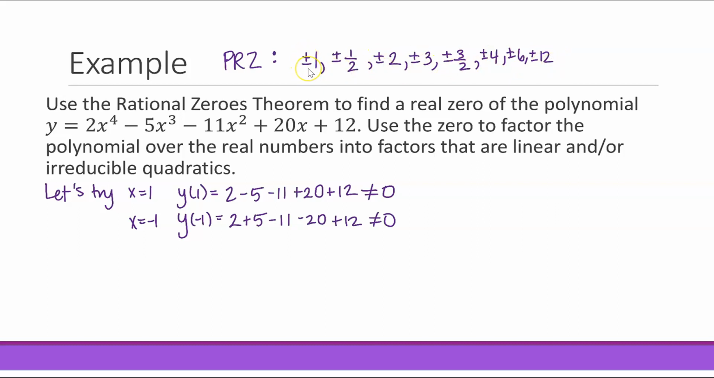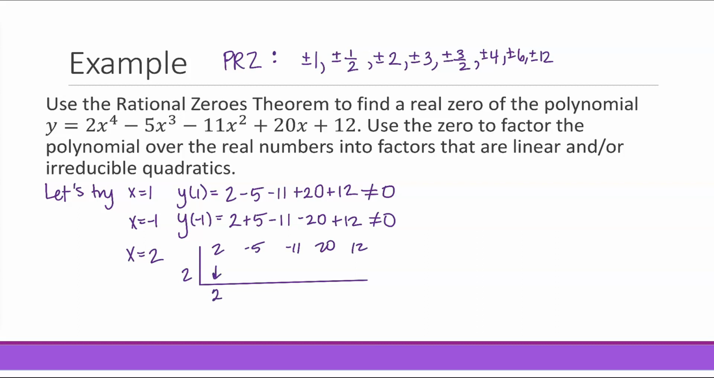I would always test 1 and negative 1 first, but do I really want to test 1/2? I mean, it's not that bad, but I don't typically want to deal with fractions if I don't have to. So we can go ahead and move on and try the next integer and try x equals 2. So it's just like a guess and check type of situation. So I'm going to go ahead and try x equals 2 using the synthetic division method. So let's see, 2, negative 5, negative 11, 20, and 12.